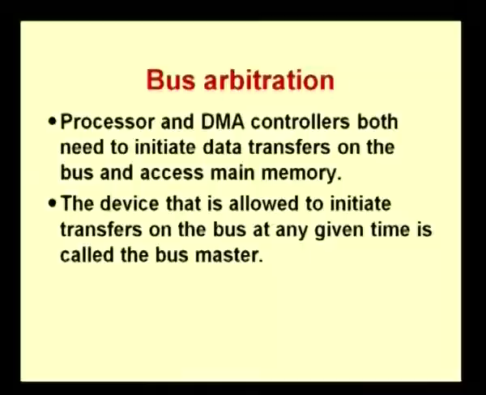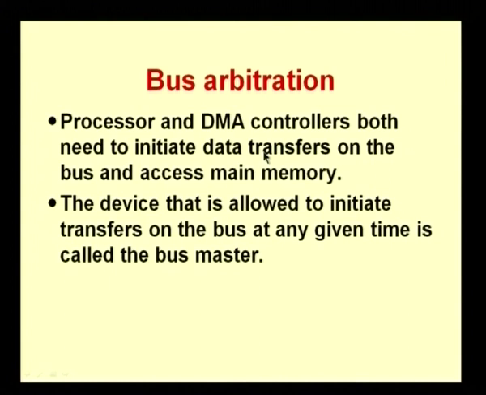Now, when you say that the control of the bus is given to the DMA controller, it means that we need to have a mechanism to determine who will have the bus at any given point of time. So, that brings us to another topic which is called bus arbitration. What we mean by arbitration is that the term arbitration is normally used when there are two parties looking for a particular resource, and you want to have an arbiter or an arbitration mechanism which determines who will get access to that particular resource.